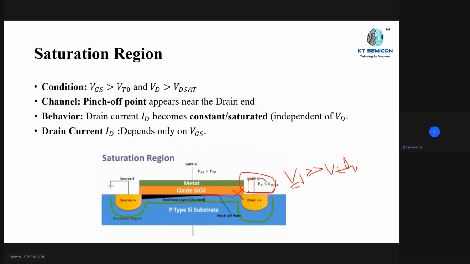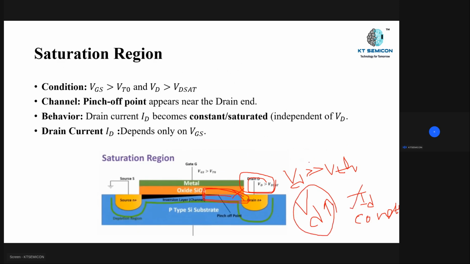Okay, so now what happened, here there is no conducting channel in between my source and drain. Why? Because my channel is pinched off away from the drain. Now there is no channel, so even though we are increasing the VD, my ID current is constant. Why? Because there is no channel in between source and drain, because my channel is pinched off. So even though we are increasing the VD, my ID current is constant.